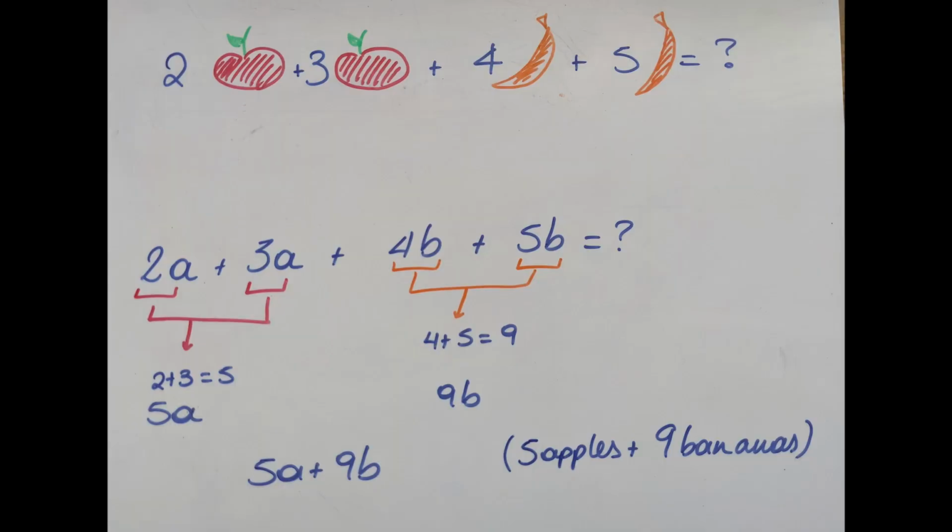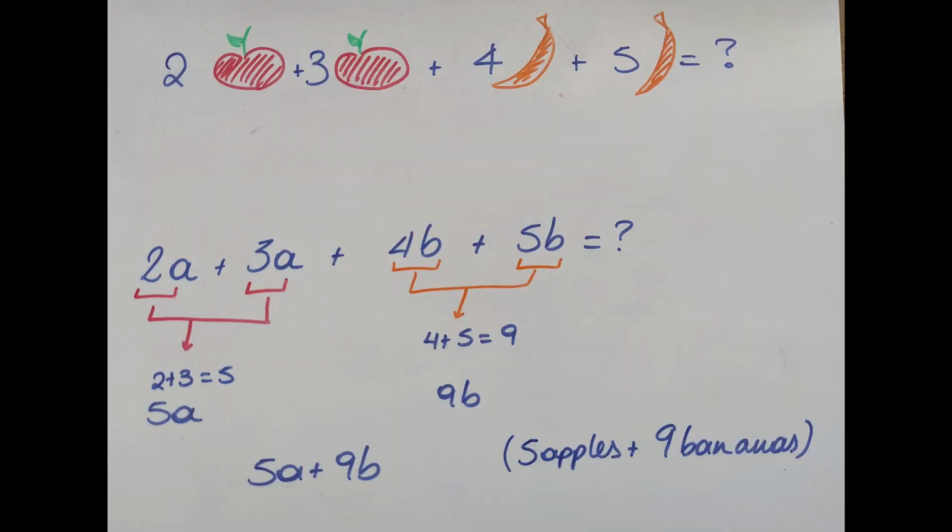So what would you do? See which terms are alike. You're looking at the apples as an entity and the bananas as an entity, the a's and the b's. You will simply add the apple numbers, so 2 apples plus 3 apples is 5 apples, and you will add the bananas separately and on their own. 4 bananas plus 5 bananas equals 9 bananas.